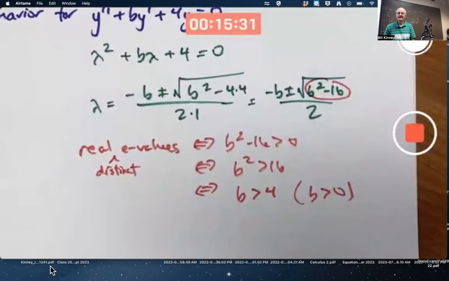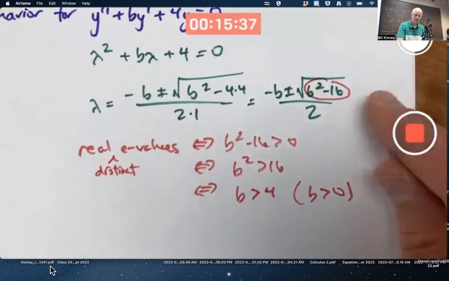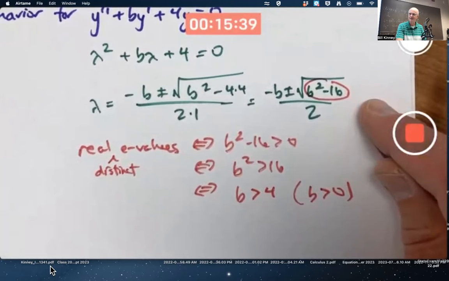If b squared minus 16 equals 0, if b equals 4, then you've got a real eigenvalue, but it's called a repeated eigenvalue. Because the thing under the square root is 0, you only get one real eigenvalue in that case, negative b over 2. And you might think that would be simpler to just get one real eigenvalue, but it's actually harder. When you've got a single repeated eigenvalue, we will see very shortly this week that it's harder to deal with.